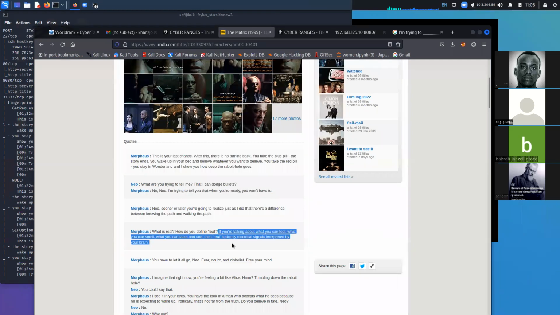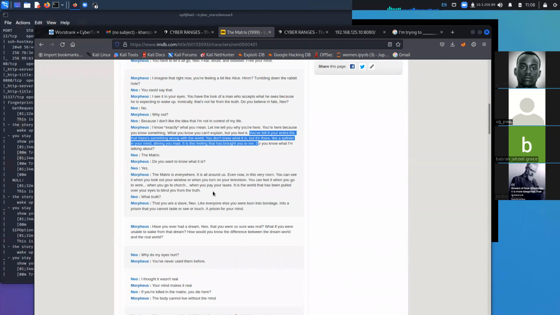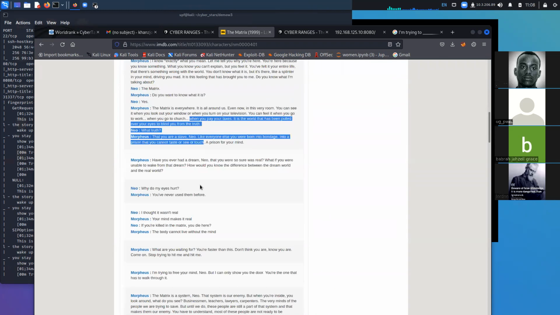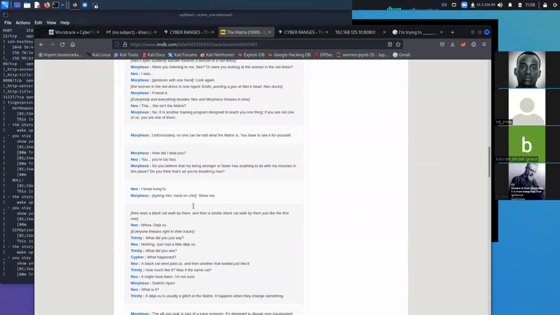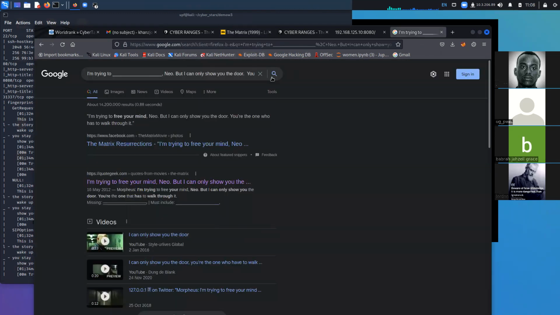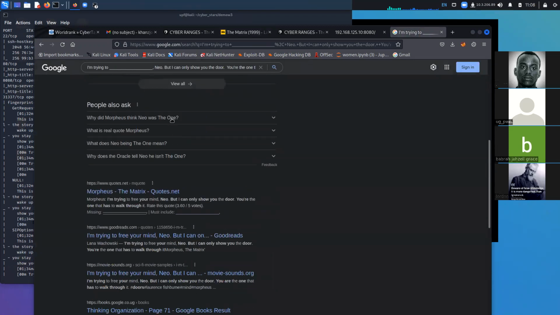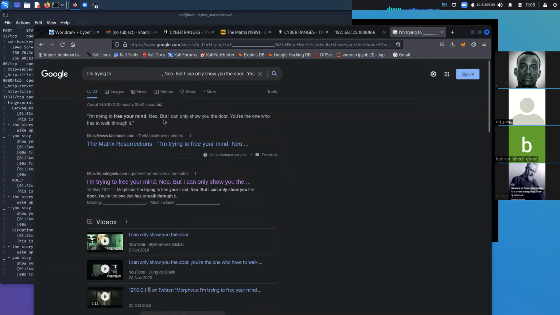We are trying to answer the last question. Anyway, to save time, we shall head back to Google. I know it's there, but to save time, let's search for it. After searching, we get to know that Morpheus told Neo, because he wasn't convinced, I'm trying to free your mind, Neo. The full quote is here now: I'm trying to free your mind, Neo, but I can only show you the door. You are the one who has to walk through it.